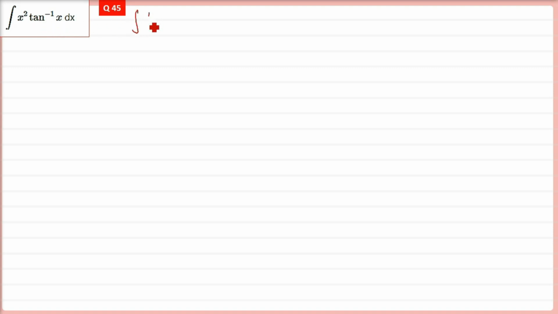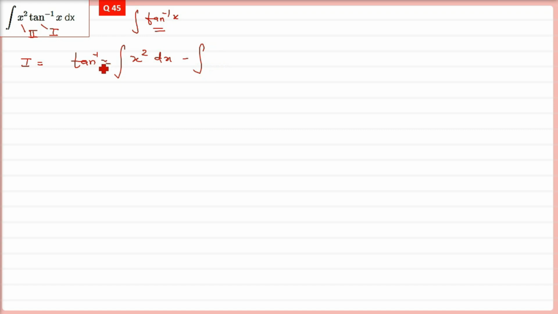Now if we encounter integration of tan inverse x, that will be an issue. So we'll take tan inverse x as the first function and x square will be our second function. What does it mean? I am applying the formula directly now. Tan inverse x will be the first function, then it is followed by the integration of x square with dx.